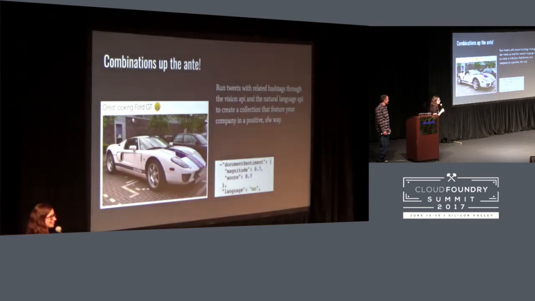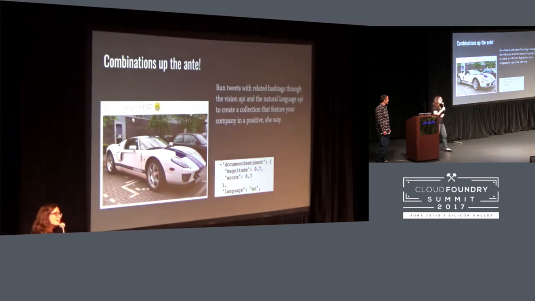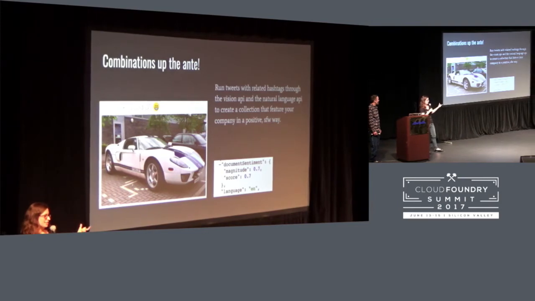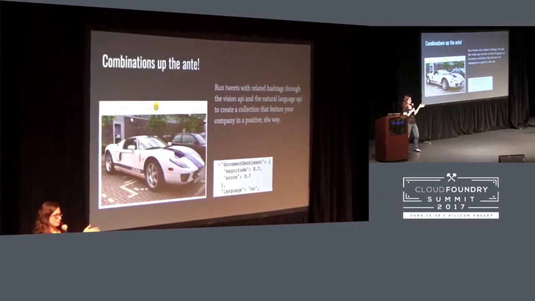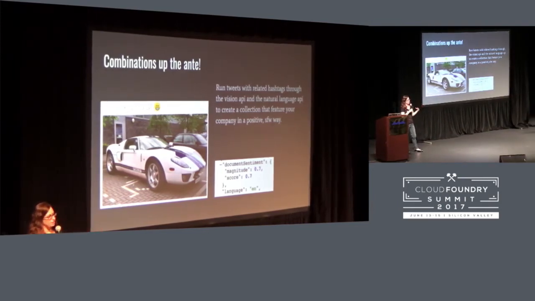Another idea I thought was pretty cool is if you could troll Twitter for tweets that are related to your product and then run the natural language API on the text of the tweet, get sentiment analysis, and then run the image through the vision API to make sure that it's safe for work. It's an easy way to come up with things that are marketable and positive towards your company you can use in your next marketing campaign.